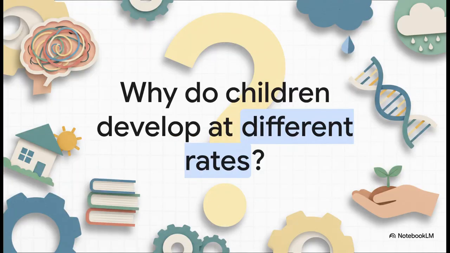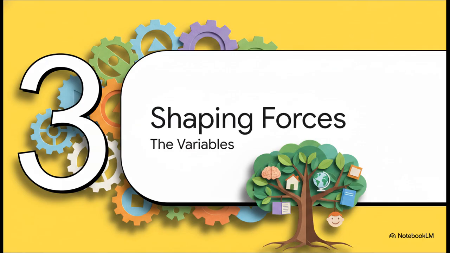And you know what? That is perfectly normal. So that begs a really, really important question. If every child follows this universal sequence, why do they develop at such vastly different rates? What are the specific variables that actually alter this universal blueprint? Let's explore that in Part 3, Forces Shaping Child Development, the Variables.